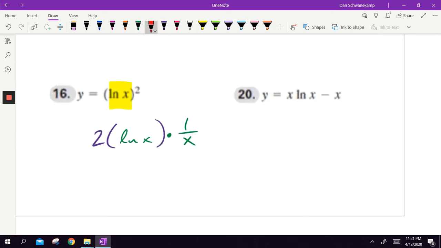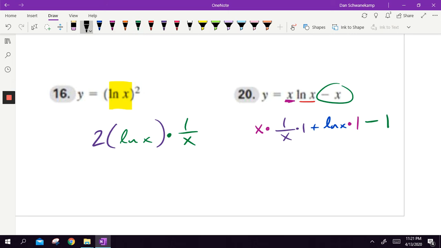Number 20. Do I need product rule on 20? Well, yeah, I do because I have two x's being multiplied. So let's do some product rule. So it's first times the derivative of the second. The derivative of natural log is 1 over x times the derivative of the baby, which would be 1. First times the derivative of the second plus second times the derivative of the first. Derivative of x would just be 1 minus the derivative of x. Well, what's the derivative of x? Would just be 1.